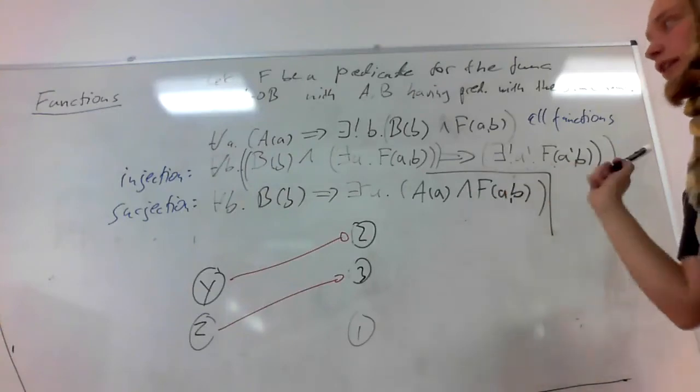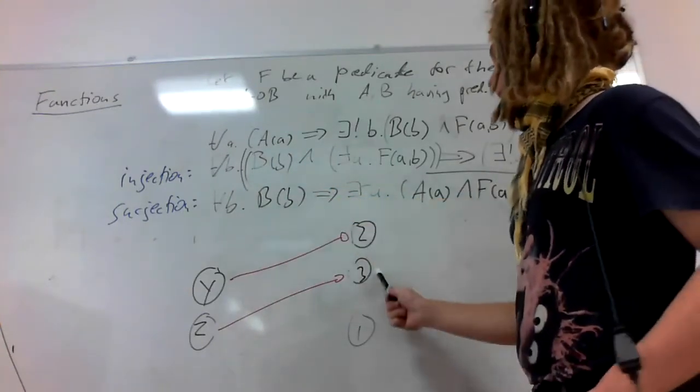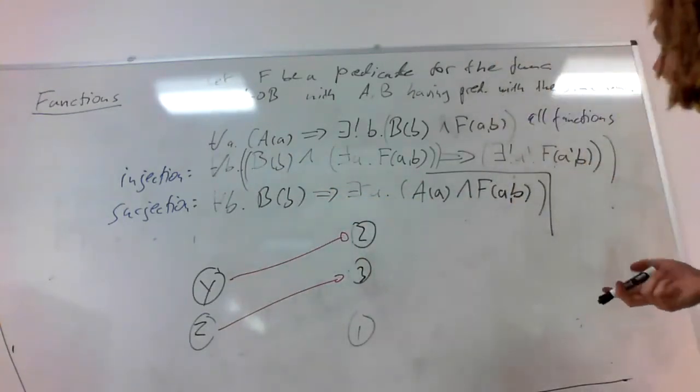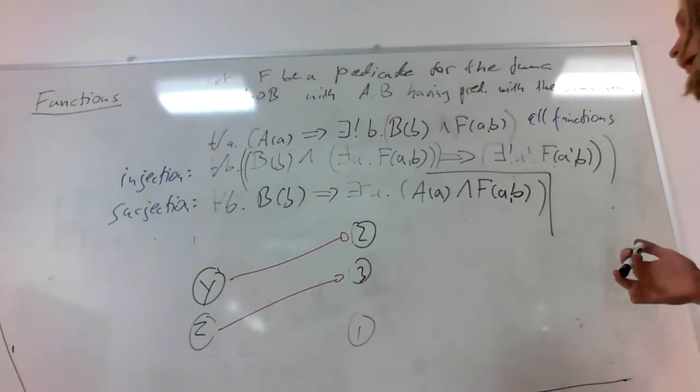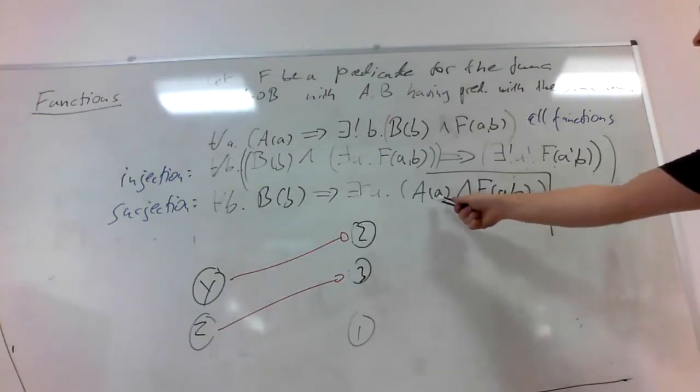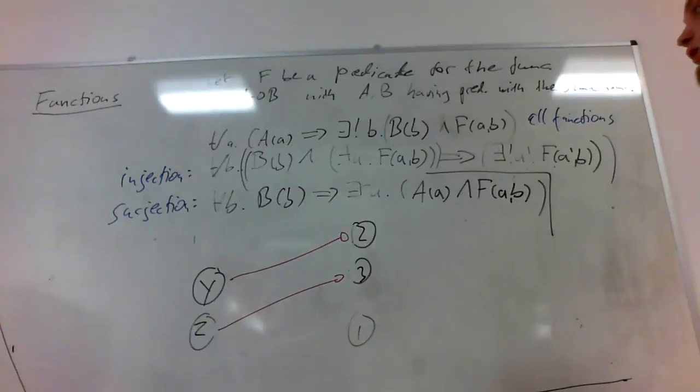And yeah, surjection is a little easier. So if we are an output value, then we are hit at least once. So there is at least one A that we're being hit by. That's correct.